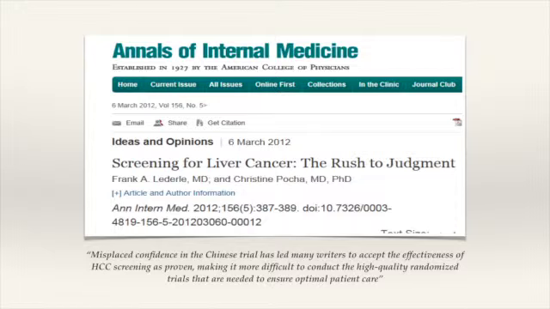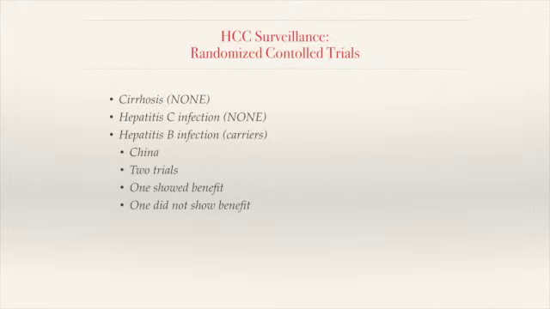In the United States at least, and I suspect everywhere else, there's been a row about screening for liver cancer. There's a publicized editorial in the Annals of Internal Medicine called "Screening for Liver Cancer: Rush to Judgment, Misplaced Confidence in the Chinese Trial," that led many writers to accept the effectiveness of HCC screening as proven, making it more difficult to conduct high-quality randomized trials. So what are they talking about?